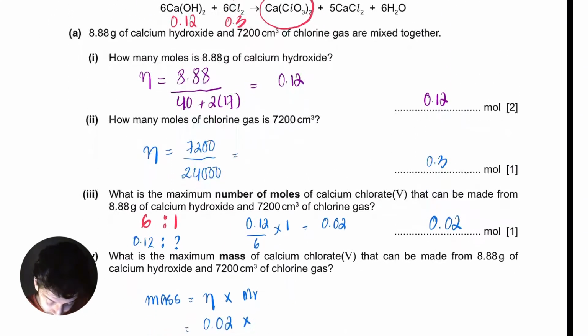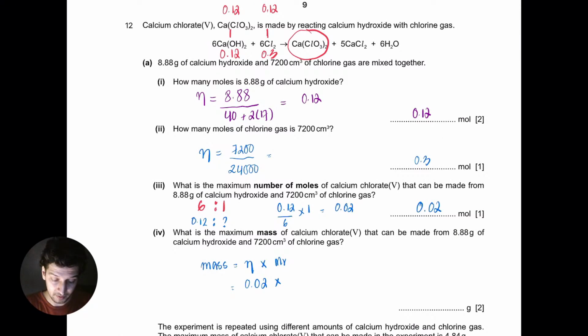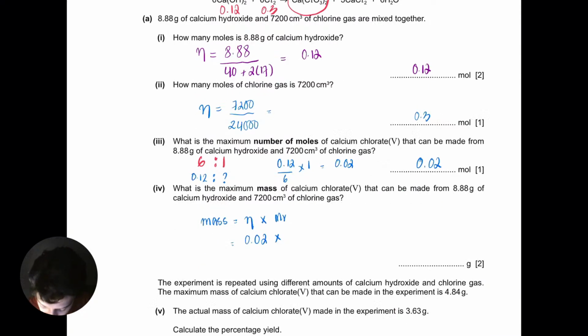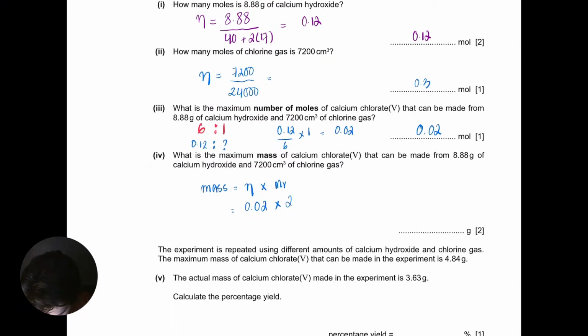what is calcium chlorate? Let's figure that out. 16 times 3 plus 35.5 times 2 plus 40. I'm getting 207 as the MR. Times 0.02. 4.14 grams.